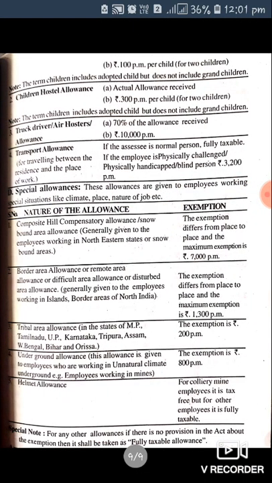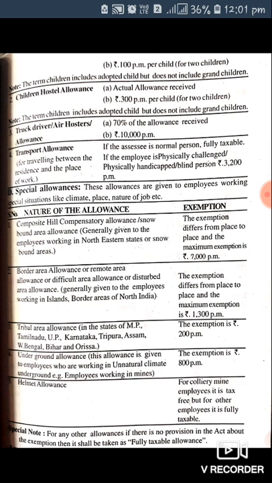Next, special allowances. These allowances are given to employees working in special situations like climate, place, nature of job, etc. Here, composite hill compensatory allowance and snowbound area allowance are generally given to the employees working in the northeastern states or snowbound areas. The exemption differs from place to place, and the maximum exemption is 7,000.